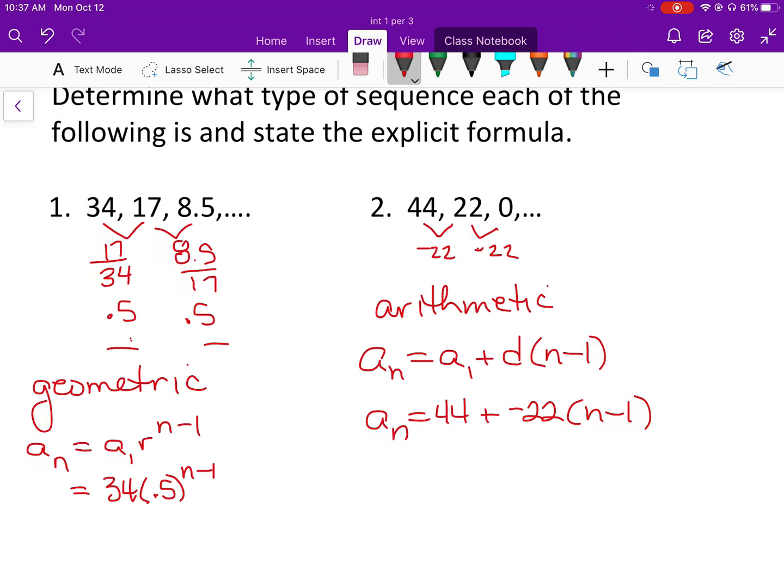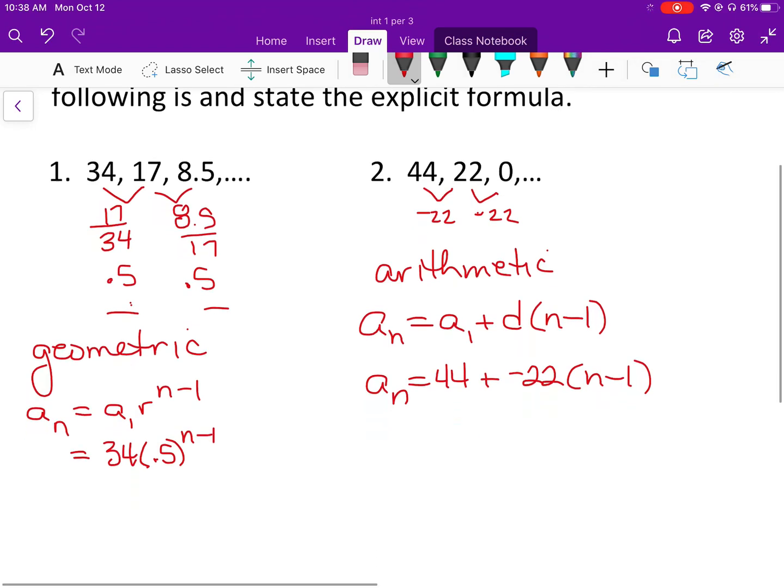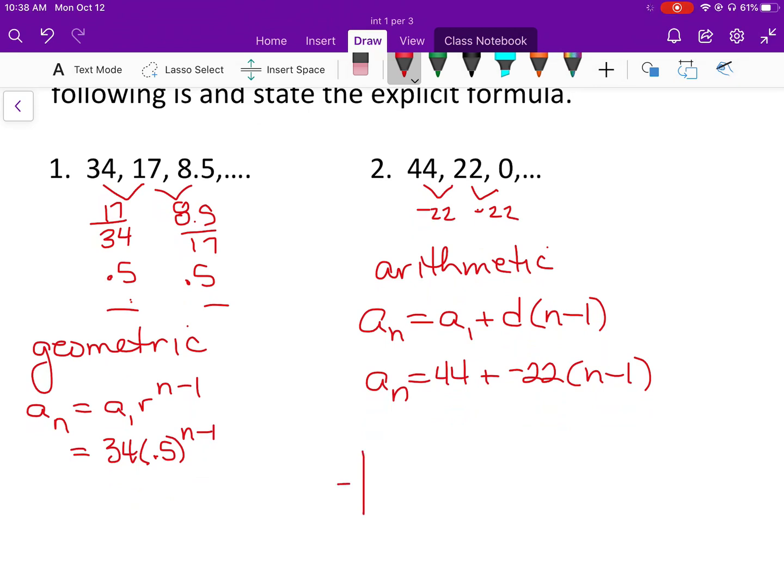So I want to try something else with you guys. If I put this in a table, this would be the term, and this would be the value. So let's say this is n, not n, we don't want to use n. We'll say a sub n. So when it's the first term, it was 44. Would you agree with that? Second term was 22. Third term was 0.